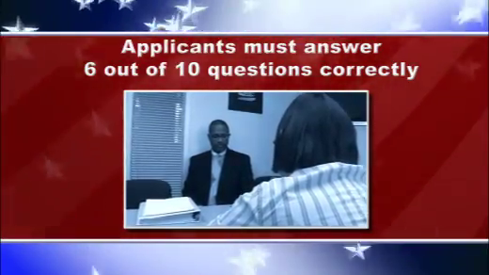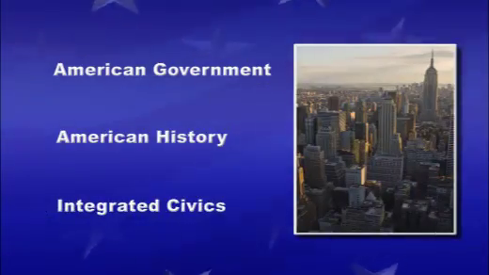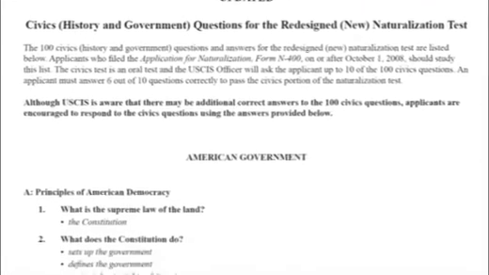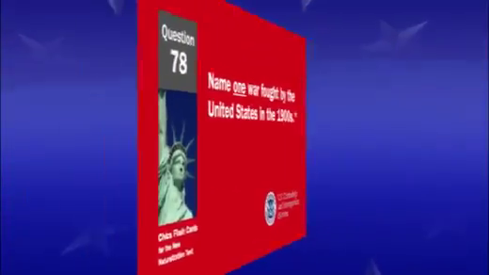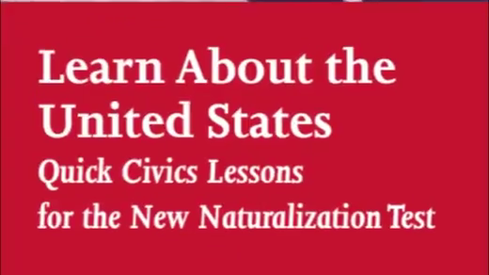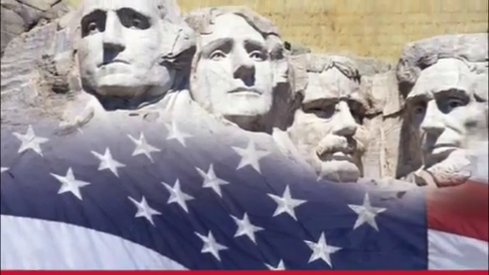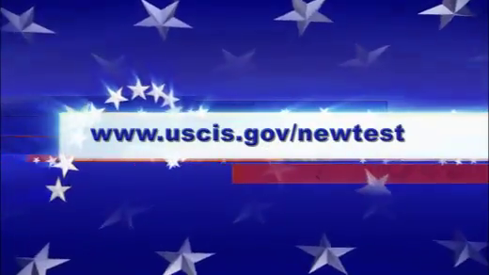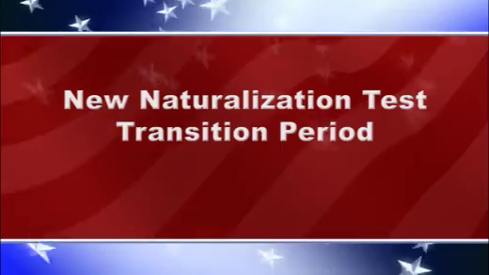The questions come from the following content areas: American government, American history, and integrated civics. To help applicants prepare, all 100 civics questions and answers that could possibly be asked during the test are available on the USCIS website. We have also developed a variety of study materials based on these questions and answers. In addition, all naturalization applicants receive a free study booklet at USCIS application support centers at the time of fingerprinting. Study materials may also be downloaded for free at uscis.gov/new test.